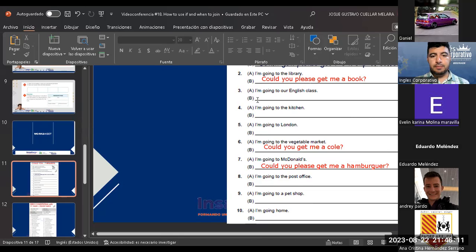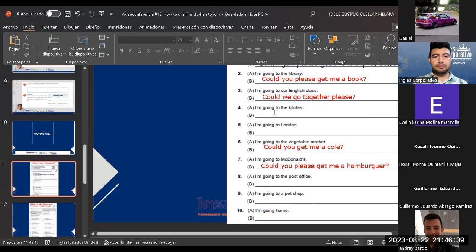Number 3. We could go together, please. Okay. Could we go together, please? Yeah, you can. You can add the word please so you can be very polite. Okay, that's it. Guillermo and then Gustavo. Okay, and number 4, I'm going to the kitchen. Could you please cook our breakfast? Yeah. Could you please? That's another form to say it, and that's okay. That's perfect. Thank you. Gustavo, and then Oscar, Daniel.